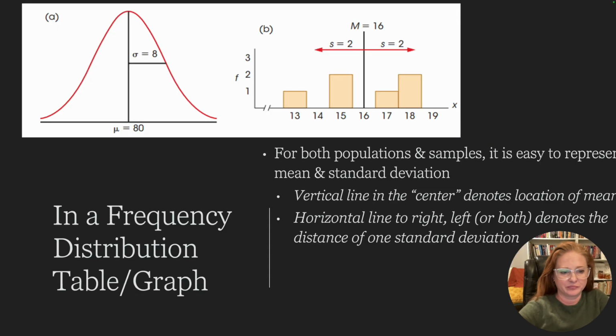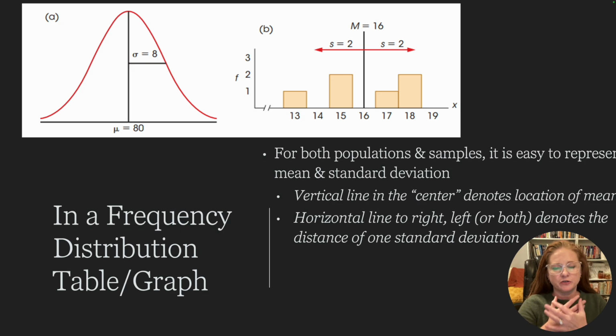Okay. So take a look at this frequency distribution, right? For both the population and the sample, the population on the left-hand side and the sample on the right-hand side, it's easy to represent both the mean and the standard deviation. Again, the vertical line is in the center. It denotes the location of the mean, or the average, right? So you have the mu there, and the first one, mu, is 80. The standard deviation is 8.